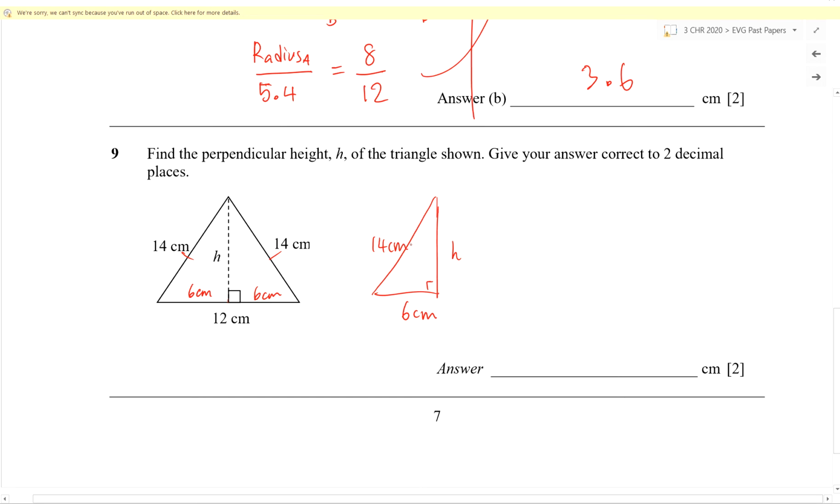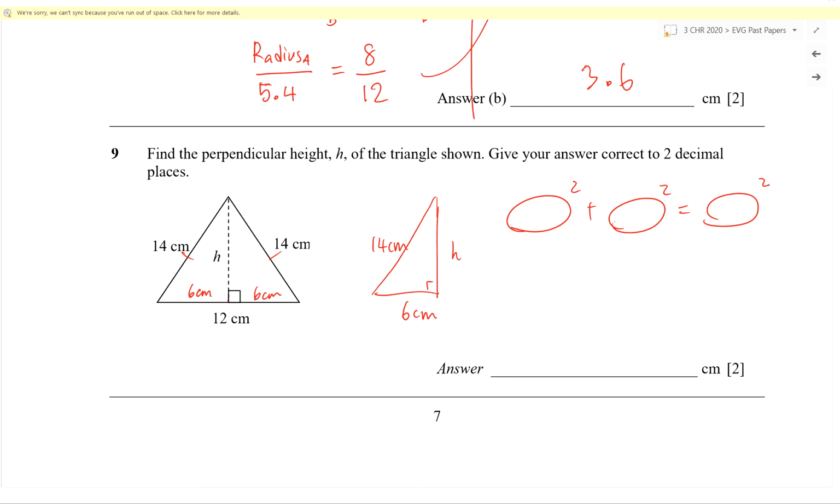Okay, so now we are going to make use of Pythagoras theorem over here. Pythagoras theorem is nothing scary. It's just 6 square plus h square equals to 14 square. Okay, there are 3 sides to a triangle. Something square plus something square equals to something square. Obviously, the last one must be the largest, right? Because we are adding 2 small numbers to become the larger number. So the last one must be the largest.